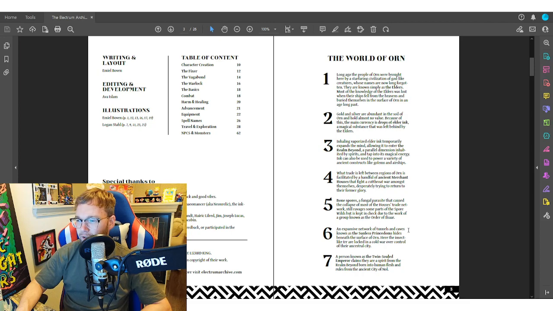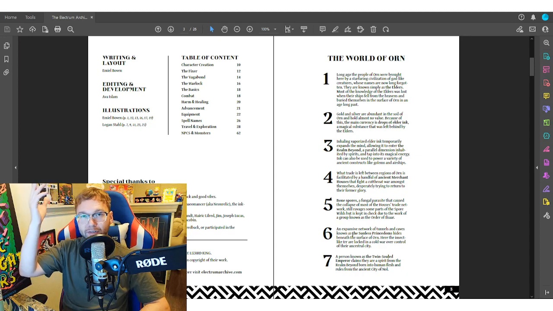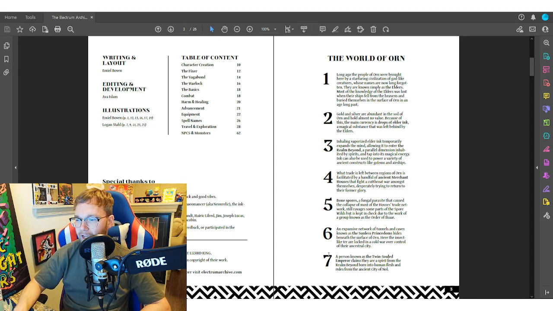Number 6, an expansive network of tunnels and caves known as the Sunless Principalities hides beneath the surface of Orin. Here, the insect-like Ear are locked in a cold war over control of their ancestral city. This I haven't seen expanded on too much. I have to read more of the world building, but I just like that there's this idea that there's different layers to this world. You're not just seeing what's going on the surface. There's stuff going on underneath. You have obviously these higher up beings like the Elders. What else is beyond there? Is there something beyond the world that you don't know about? Is there something underneath that's more secretive? So it's probably a race that existed long ago and maybe is locked in a battle.